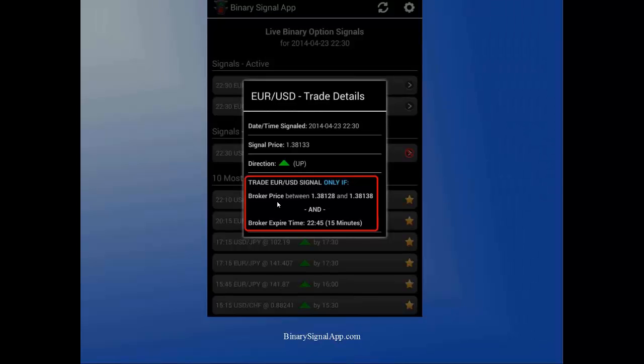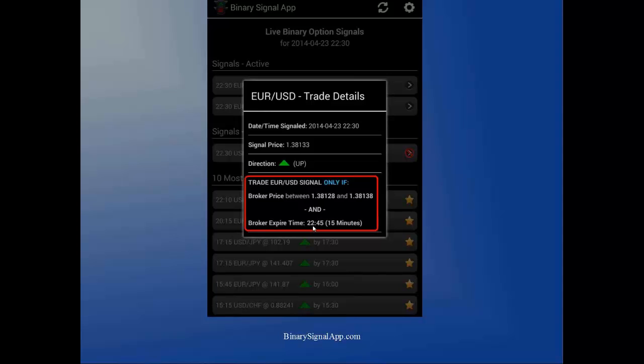We anticipate the price going up. Now, this part down here that I circled in red, very important. This says that you only want to buy if the brokerage price is between 1.38128 and 1.38138. And if you set your broker expiration time to 15 minutes from now, actually 15 minutes from when the signal was generated, which would be 22.45.